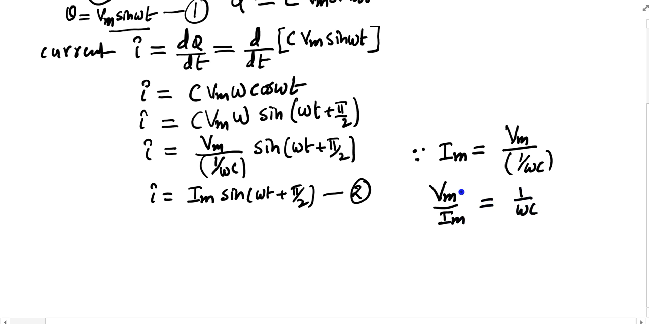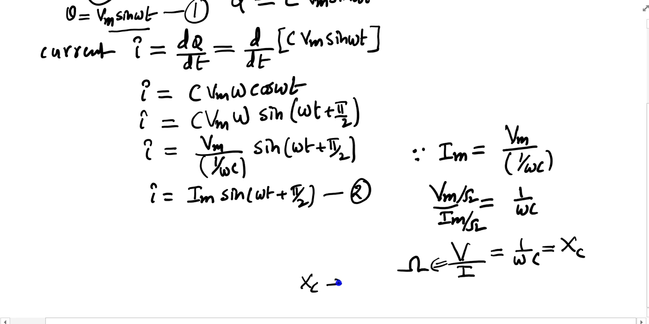I can divide each term by root 2. What is Vm by root 2? That is the RMS voltage. And what is Im by root 2? That is the RMS current I. And this is equal to 1 by omega C. So V by I is something like a resistance, an ohm property. Here 1 by omega C is called Xc, where Xc is called the capacitive reactance.